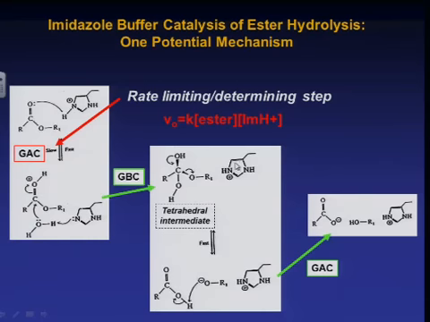Now you've got a molecule in the protonated form that functions as a general base, and this goes fast. Everywhere I've put a green arrow means that step is fast. This last step, it donates a proton and functions as a general acid.